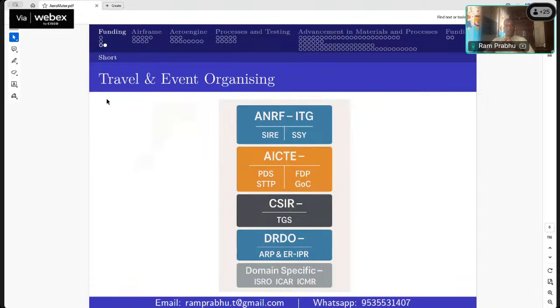And lastly, if you want to organize any conference or seminar in your institution, or go abroad and present a paper in an international conference through government funding, there are some funding modes. AICTE, I think all of you know. In addition to that, ANRF has the ITG scheme. CSIR has a travel grant scheme. DRDO, under the Aerospace Research Panel and ERIPR, offers you funding under these two schemes. And typically ISRO and ICMR are domain specific. As long as your research is aligned to their domain, they do fund your travel or organizing an event at your institution.